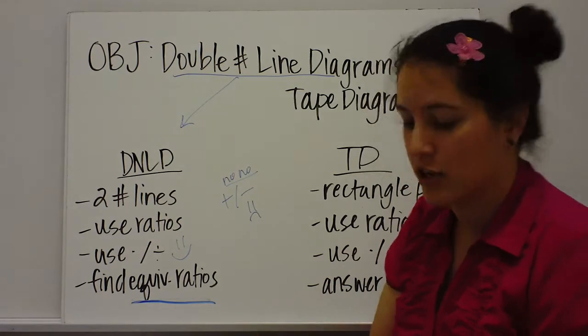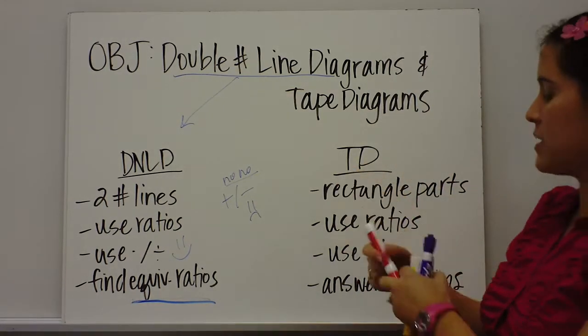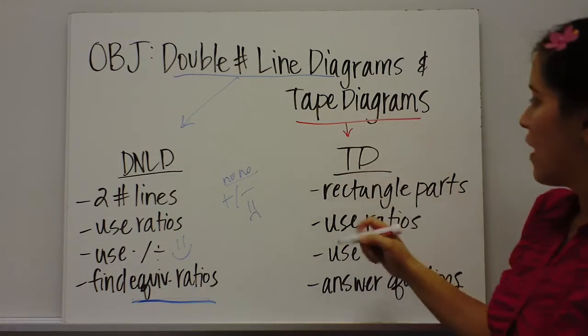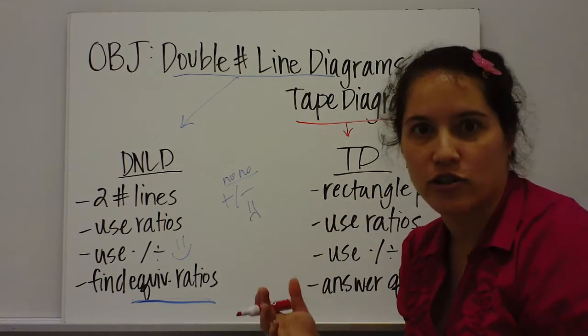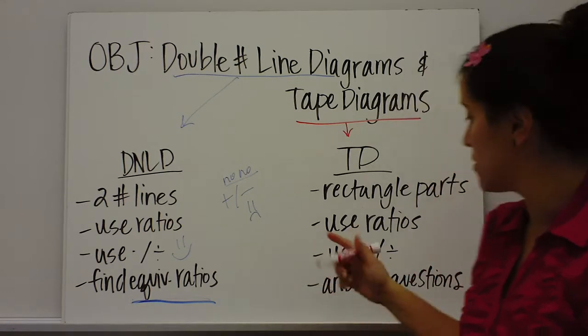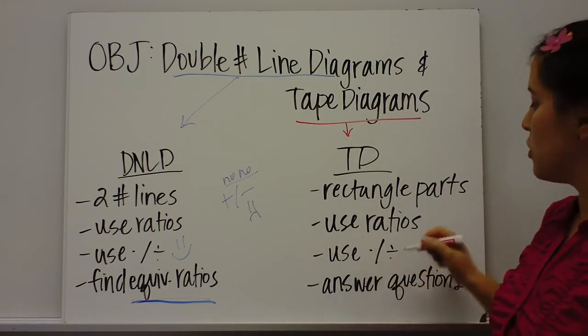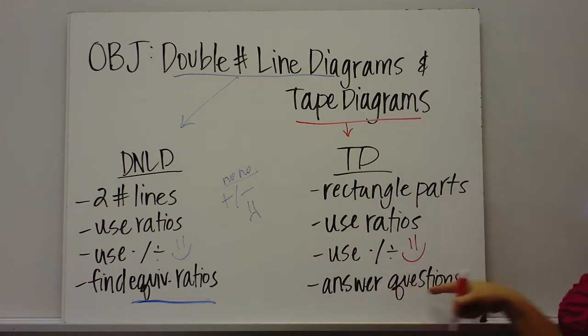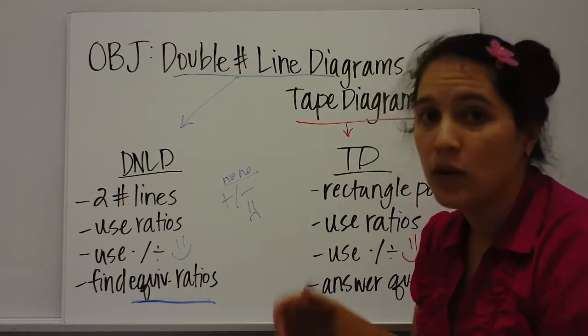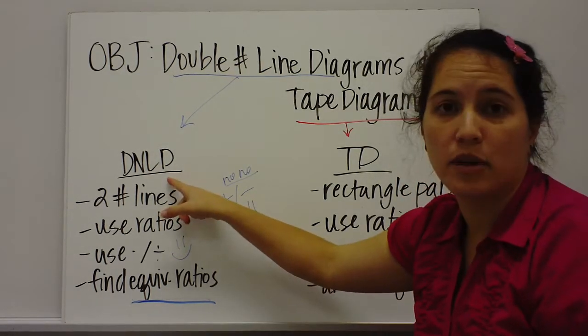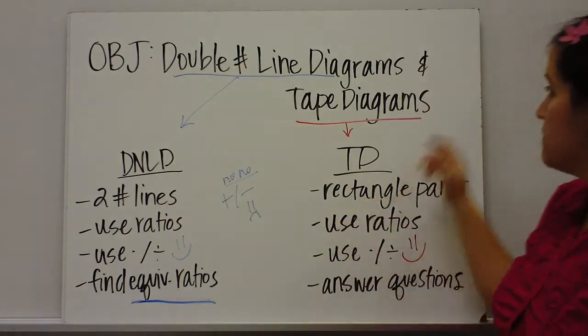A tape diagram over here, you use rectangle parts. It may look similar to fraction bars, but you use rectangle parts. You also use ratios, multiplication, division, good. And then you're going to answer some questions about tape diagrams. Tape diagrams kind of give you an overall view. So there's a little something about double number line diagrams and tape diagrams.